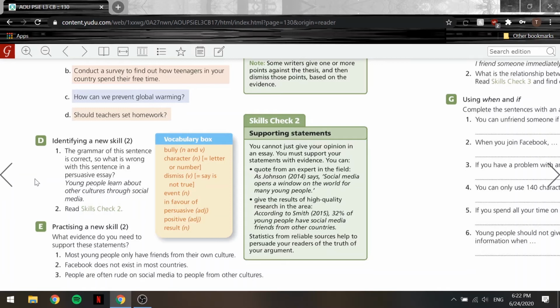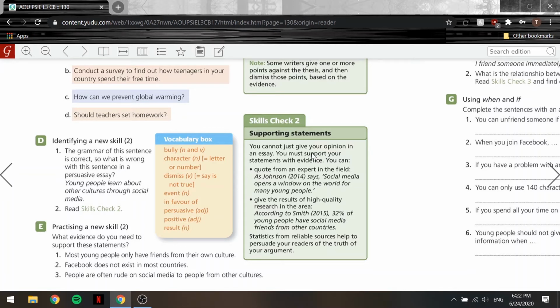Okay, so as we said before, you can't just give your opinions. It's actually written here as well, skills check 2. You cannot just give your opinion in an essay. You must have support for whatever statement you provide. You have to back it up with evidence and research and facts, okay?